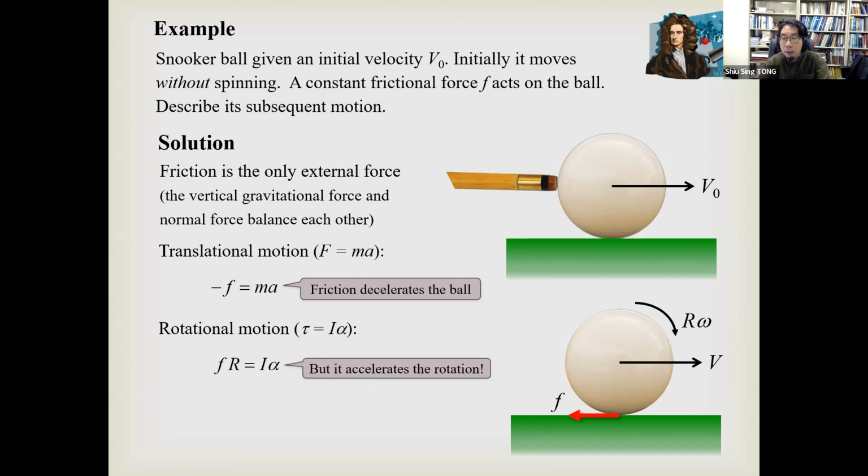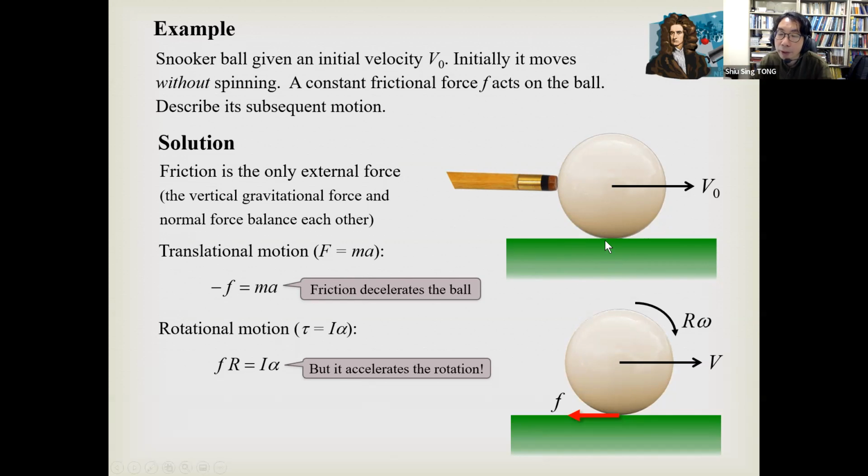Okay, but what will happen next? When the cue leaves the ball, the ball is propelled forward. The ball will experience friction from the table. There's a frictional force that tends to oppose the linear motion, right? So the frictional force is in the opposite direction to the velocity. But mind that the frictional force is now acting at the distance R from the center. So that means the frictional force will have a torque about the center, and it will cause an angular acceleration. It will cause the ball to rotate forward. So after a while, the ball will acquire angular velocity omega, and it is rotating like this, okay? Rotating forward.